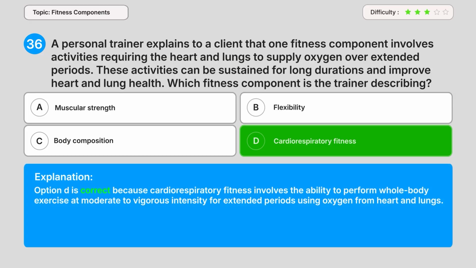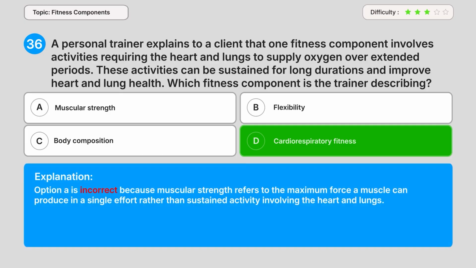Explanation: option D is correct because cardiorespiratory fitness involves the ability to perform whole-body exercise at moderate to vigorous intensity for extended periods using oxygen from heart and lungs. Option A is incorrect because muscular strength refers to the maximum force a muscle can produce in a single effort rather than sustained activity involving the heart and lungs.